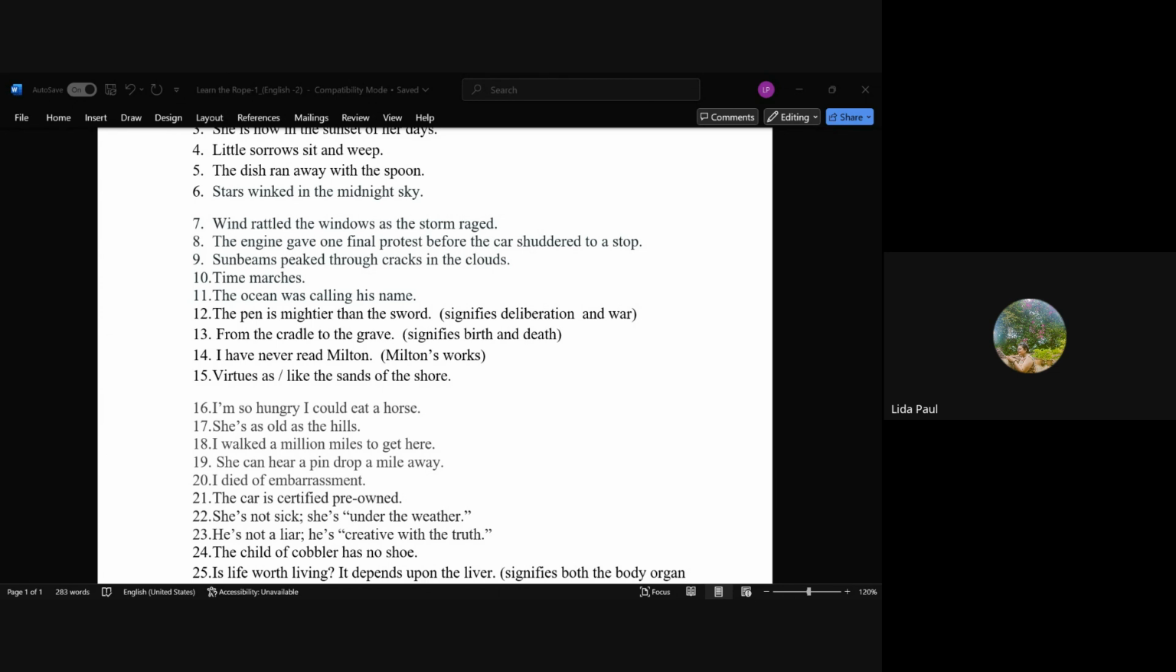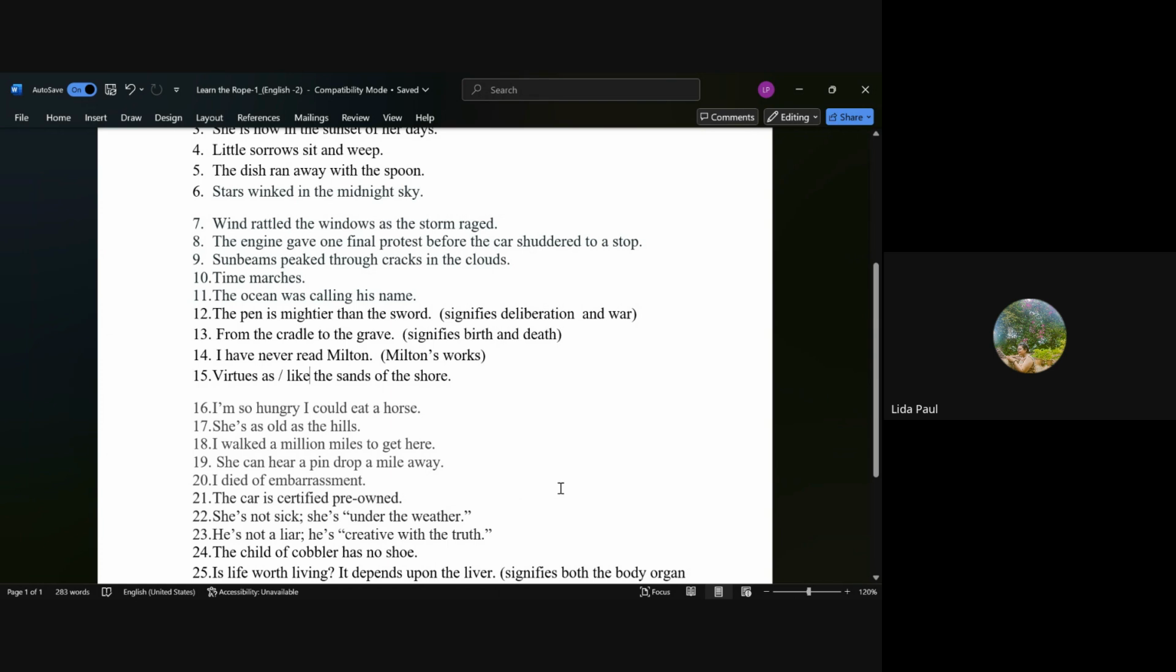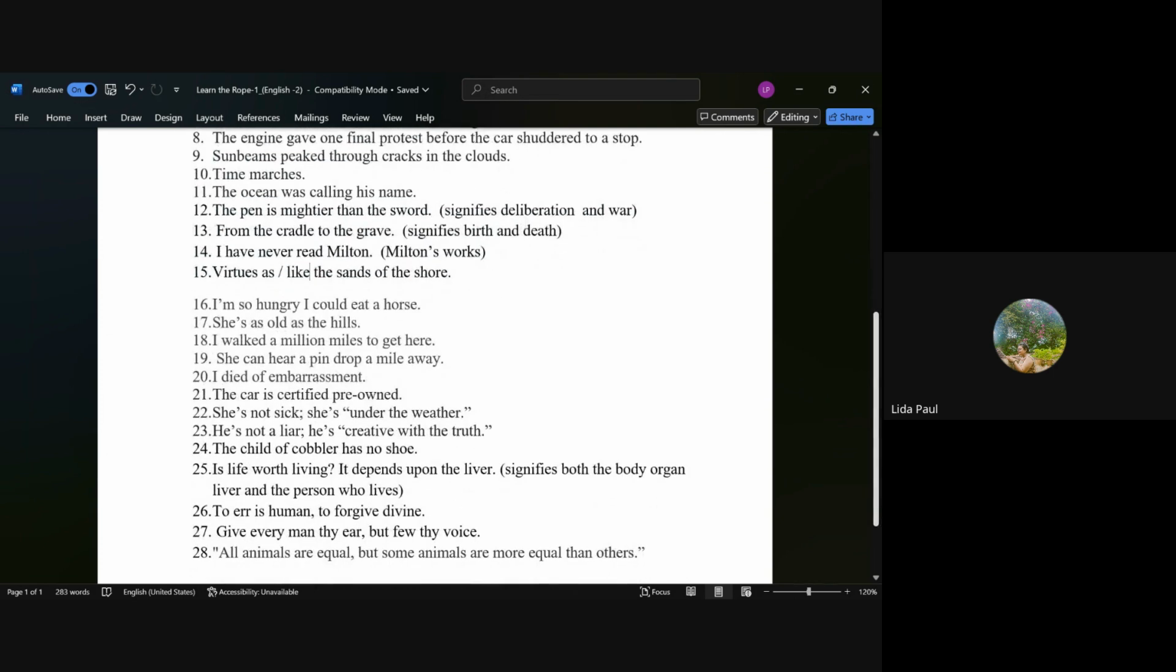Okay. Next one would be: she can hear a pin drop a mile away. Hyperbole again, a case of exaggeration. So, she can hear a pin drop a mile away is definitely a case of hyperbole. The figure of speech is a hyperbole here.